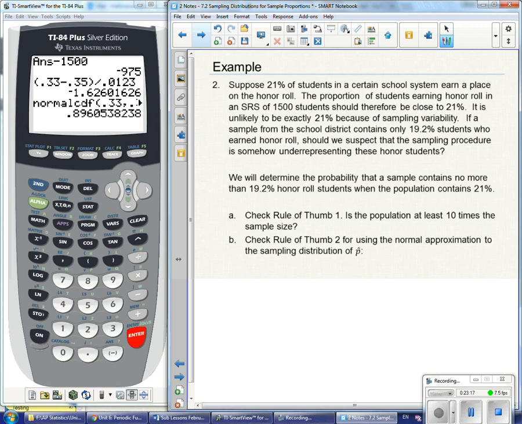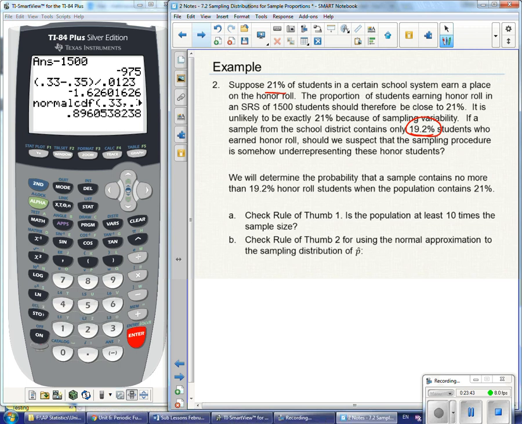So basically what it's saying is if the true proportion is 21%, and I take a sample and my sample statistic is only 19.2%, I can see that that value is lower. But is it low enough for me to suspect that something's wrong? And the two conclusions that I would draw if I think something's wrong is either that the claim about the population is wrong, or maybe I made a mistake in my calculations. And that's pretty much what this question is wondering.